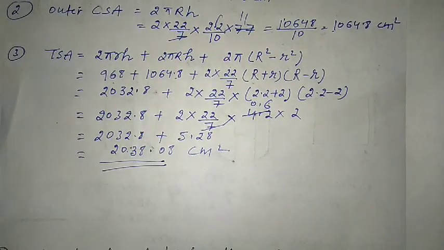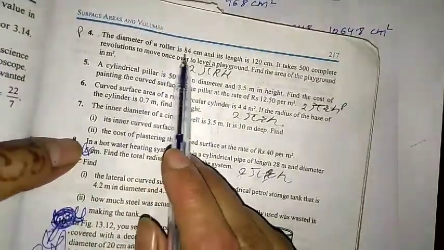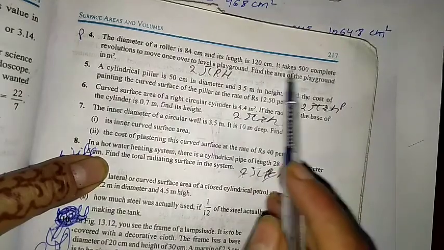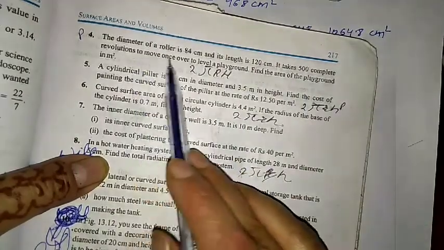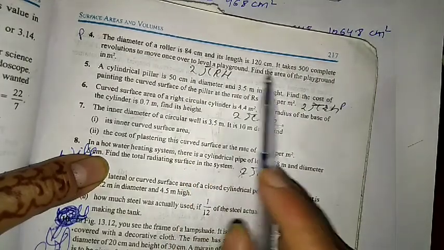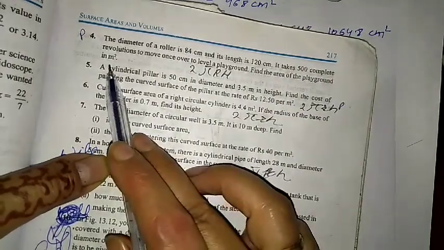Now the next question is there. Question number 4. The diameter of a roller is 84 centimeter and its length is 120 centimeter. It takes 500 revolutions to move once to cover and level a playground. Find the area of the playground in meter square.